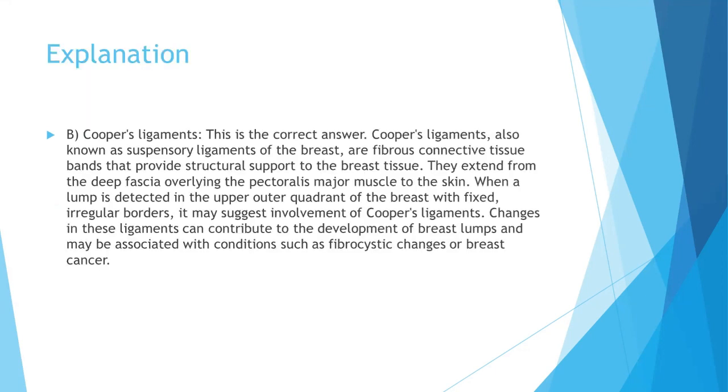So Cooper's ligament, also known as suspensory ligament of the breast, are fibrous connective tissue bands that provide structural support to the breast tissue. They extend from the deep fascia overlying the pectoralis major muscle to the skin. When the lump is detected in the upper outer quadrant of the breast with fixed irregular borders, it may suggest involvement of Cooper's ligament. Changes in this ligament can contribute to the development of breast lumps and may be associated with conditions such as fibrocystic changes or breast cancer.